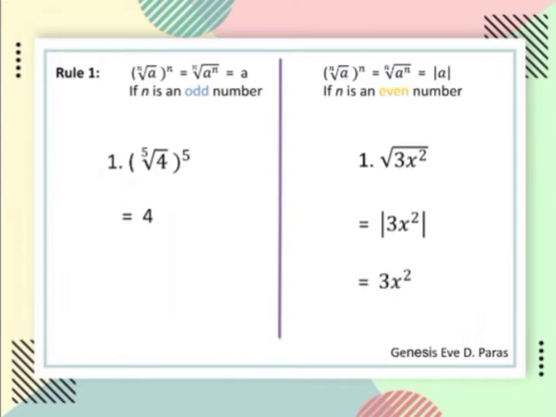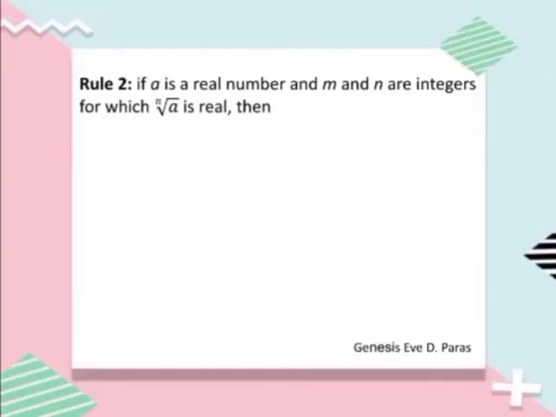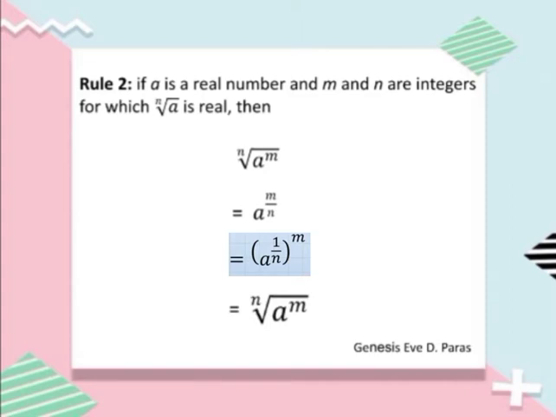Rule number 2. If a is a real number and m and n are integers for which the nth root of a is real, then anong gagawin natin sa ganyan? Una, kinuha ang exponential form ng radical expression na yan, which is a raised to m over n. Then, finactor out yung m, kaya nilabas sa parenthesis, kaya magiging a raised to 1 over n raised to m. Then, yung nasa loob ng parenthesis, ginawa niyang radical form, yan ay magiging nth root of a raised to m.